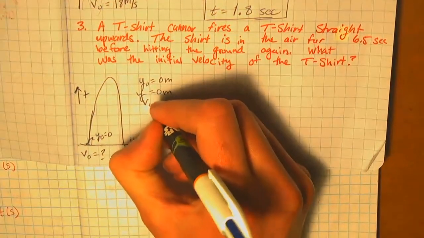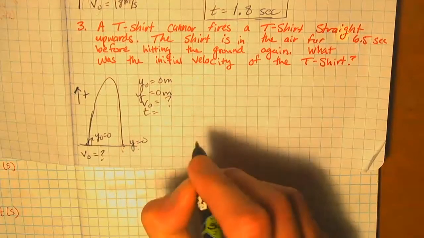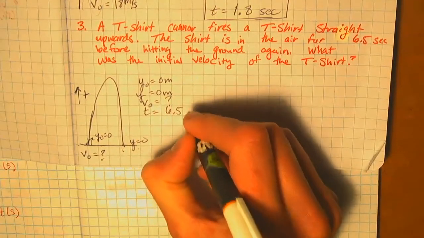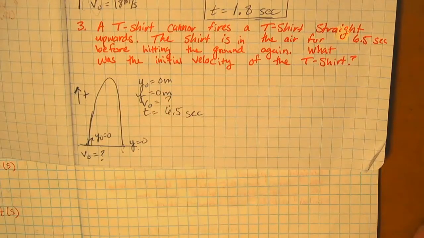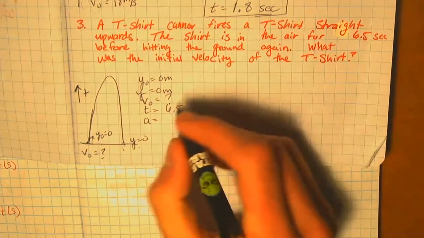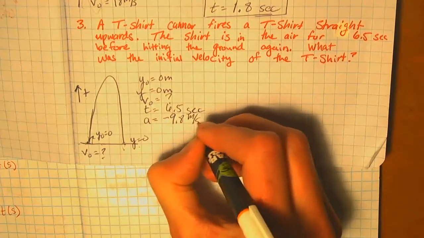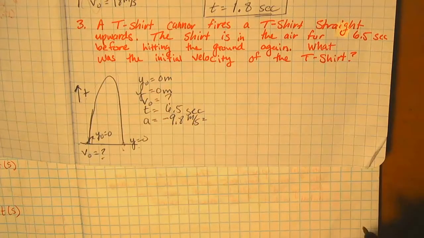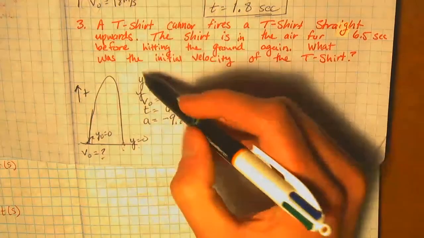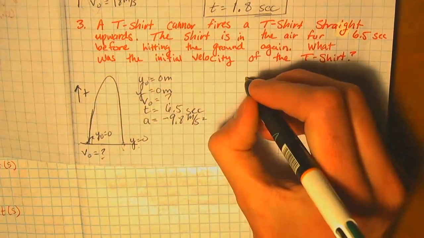Again, we're looking for the initial velocity. We know that the time is 6.5 seconds. And we know that the acceleration is negative 9.8 because, again, I've chosen up to be positive. So let's see here. Anything else? I think that's it. So in looking at the information we've gotten here, it should be pretty clear that you're going to use the y equals y naught plus v naught t plus one half a t squared equation.